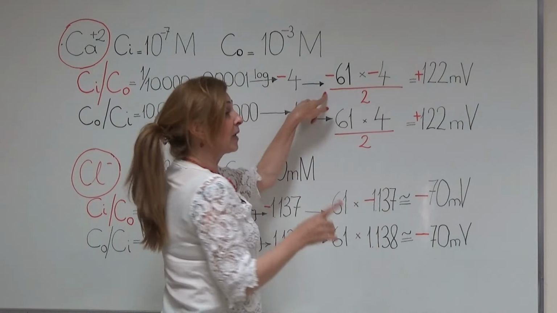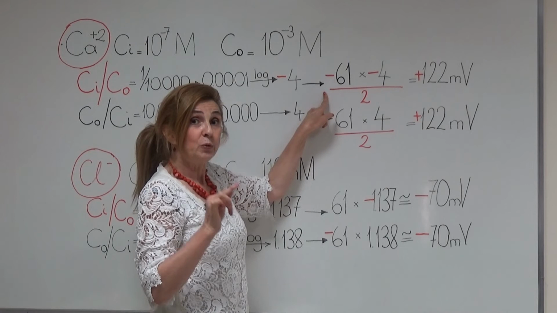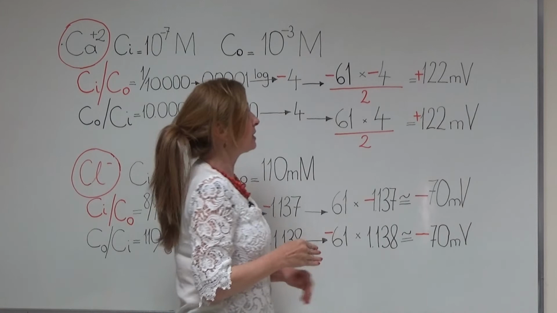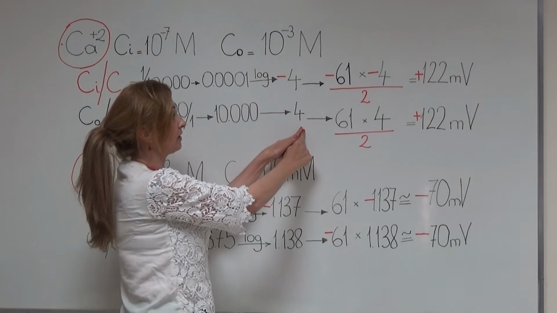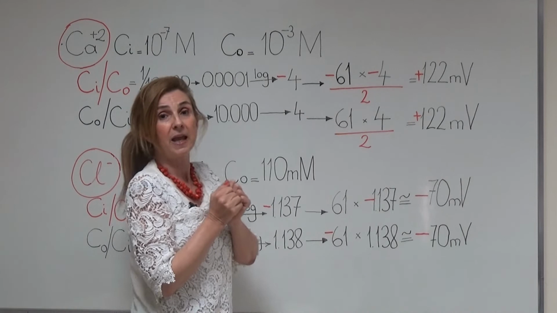And whatever we find here, we have to be careful, because the value 61 was found when we use valence 1, as for sodium, potassium and chloride. Calcium has valence 2, so the result must be divided by 2 for calcium, and what we obtain is plus 122 millivolts. We can also use concentration outside over inside, which is 10,000, and the logarithm of that is 4. In this case, it must be plus 61 for cations times 4 divided by the valence of calcium, which is going to give us exactly the same, plus 122 millivolts.